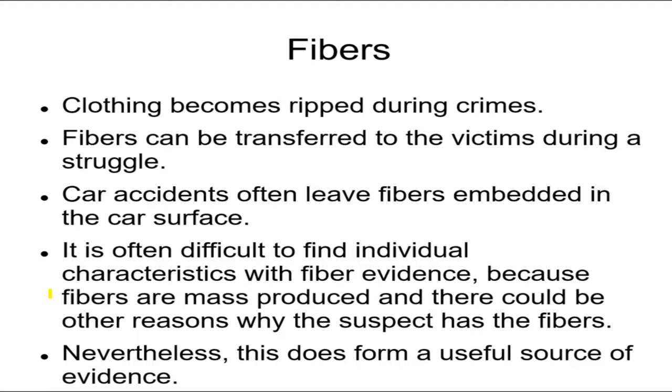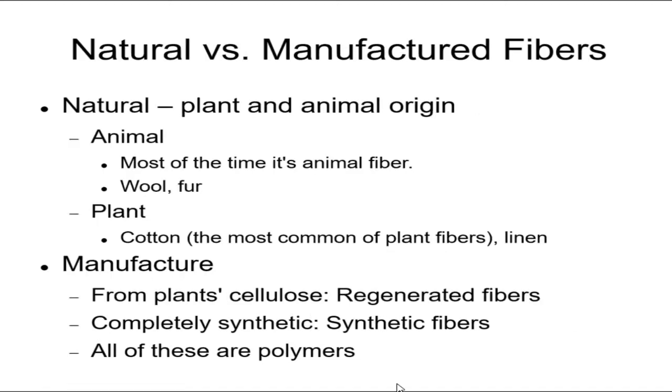So again, it's not that likely, but it's useful, though it's not an individual characteristic. We can't point our finger and say, yes, that must have happened. It's still useful as evidence, certainly a form of class evidence. We should know a little bit about fibers. They are natural and manufactured. Natural meaning from the living world, either from animal sources or plant sources. For whatever reason, most of the time when we find natural fibers, they're animal fibers, which is wool, maybe fur coats that people have.